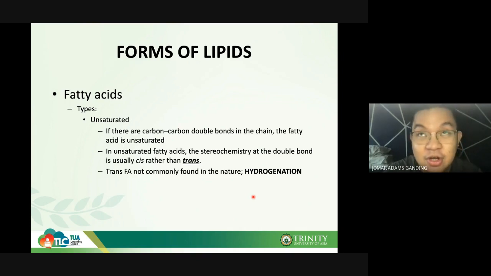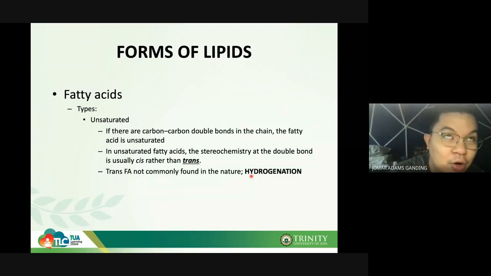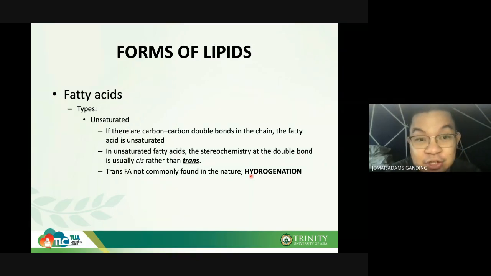And the process of how we create trans fat is what we call hydrogenation. Okay? Hydrogenation is the process of creating an unsaturated fat. But the problem is, since this is a synthetic way of creating your unsaturated fat, you're not creating cis unsaturated fatty acids, but rather trans unsaturated fatty acids.